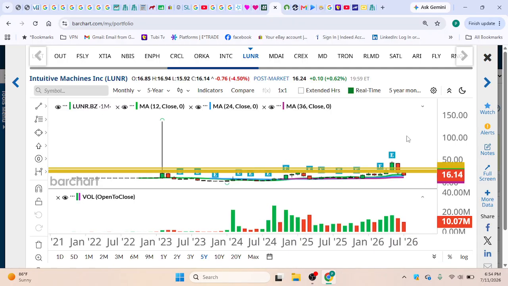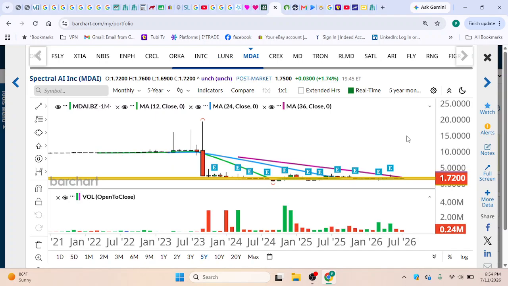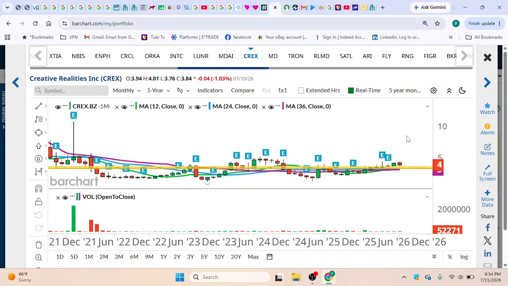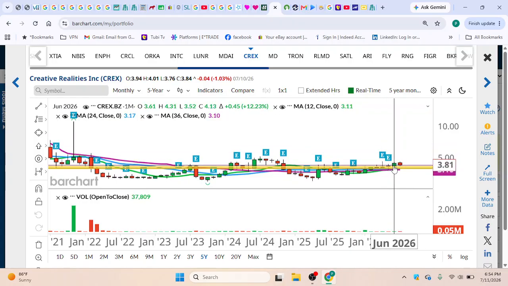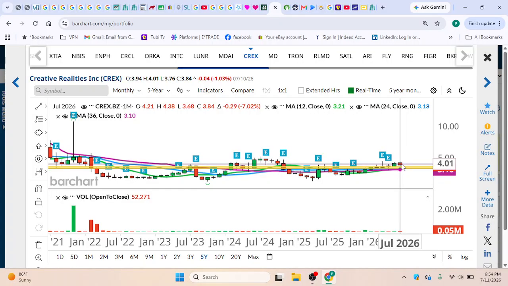Lunar Company, another space stock, not doing good right now, so that's on the watch list. This is an AI stock, again on the watch list. Creative Realities, on the watch list, kind of popped up and sold off so far in July.